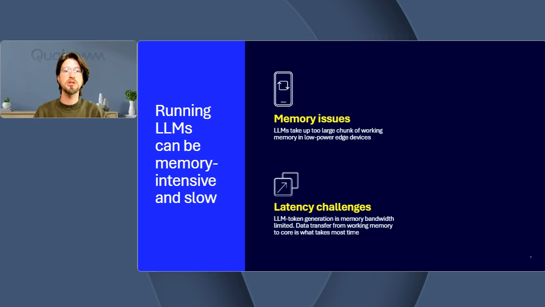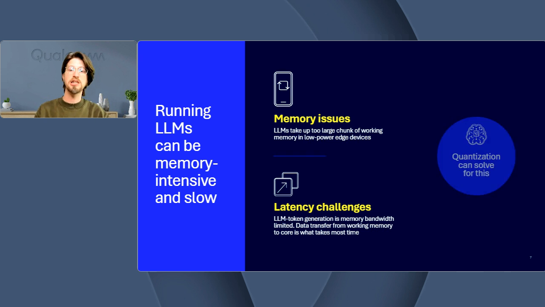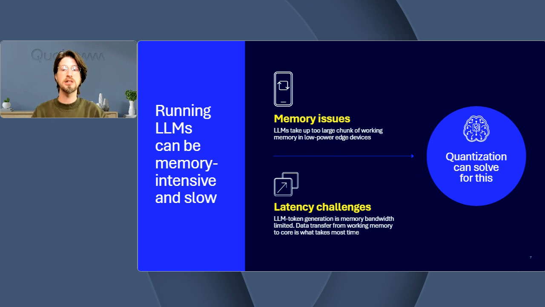Secondly, LLM token generation workloads look different than other deep learning workloads, for example, ConvNets. Token generation workloads require less compute per weight, and as a result, latency is memory transfer dominated rather than compute dominated. So latency is solved in a different way for LLMs. And in this presentation, we will talk about how quantization can solve for this.